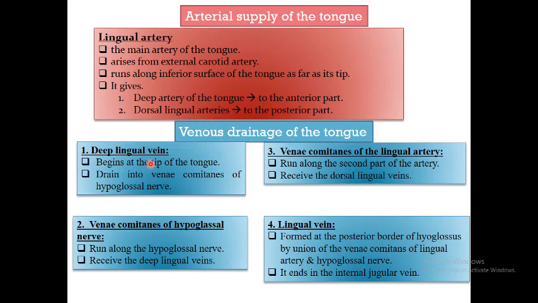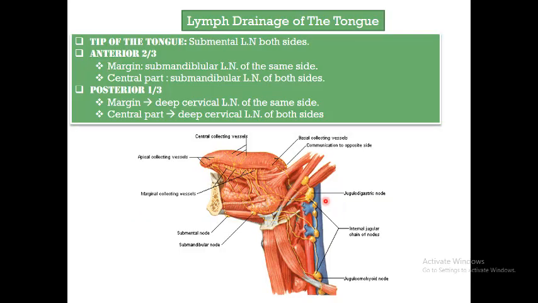For the venous drainage, we have the deep lingual vein, which opens into the vena comitans of the hypoglossal nerve. So the vena comitans of the hypoglossal nerve runs along the hypoglossal nerve, and it receives the deep lingual vein, as we said. The vena comitans of the lingual artery runs along the lingual artery, and it receives the dorsal lingual veins. Both the vena comitans of the hypoglossal nerve and of the lingual artery unite at the posterior border of the hypoglossus to form the lingual vein. The lingual vein ends by opening into the large vein of the neck, which is called the internal jugular vein. This is the internal jugular vein. So the lingual vein will open into the internal jugular vein. So that's about the arteries and veins of the tongue.